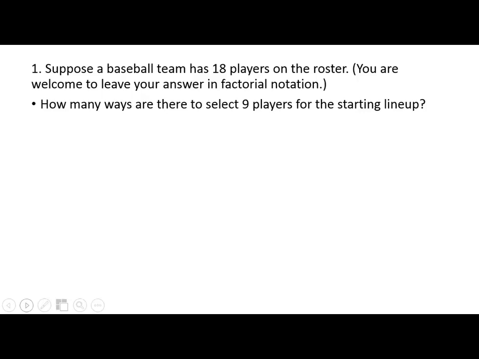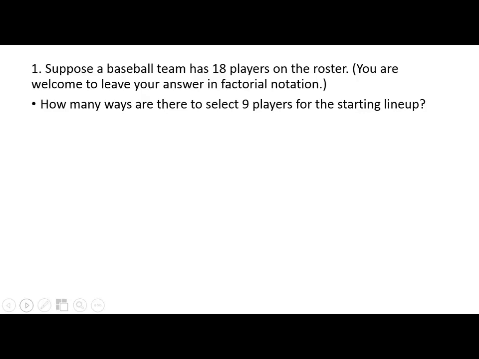So you guys are on my roster. I have 18 of you in here, and I want to choose 9 of you to be on the starting roster or something like that. Does it matter which order I pick you in? Yes or no? No, it doesn't matter which order I pick you in, right? If I choose one order, another order is the same thing as long as it's the same 9 people. So here, order does not matter.